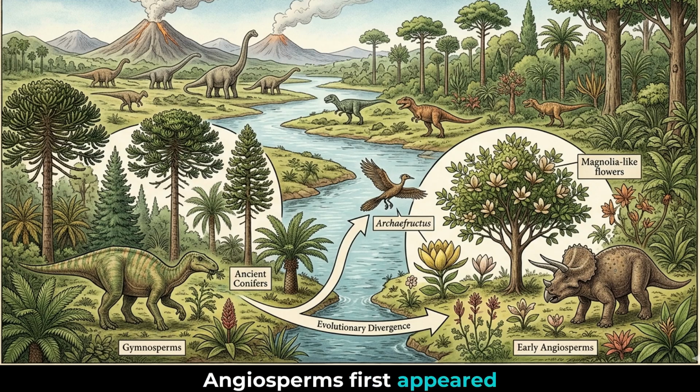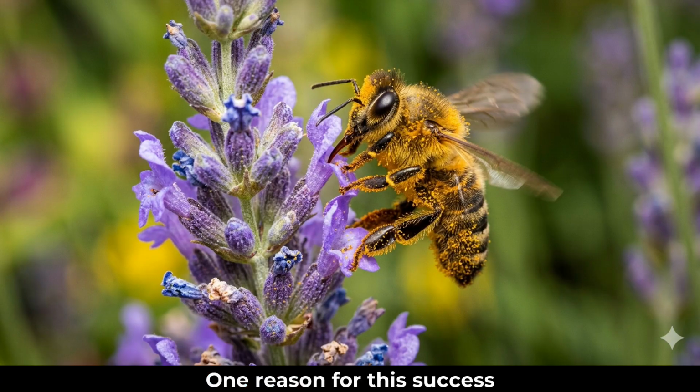Angiosperms first appeared around 140 million years ago during the Cretaceous period. In a relatively short evolutionary time, they diversified rapidly, outcompeting many gymnosperms in a variety of ecosystems. One reason for this success is their flowers.